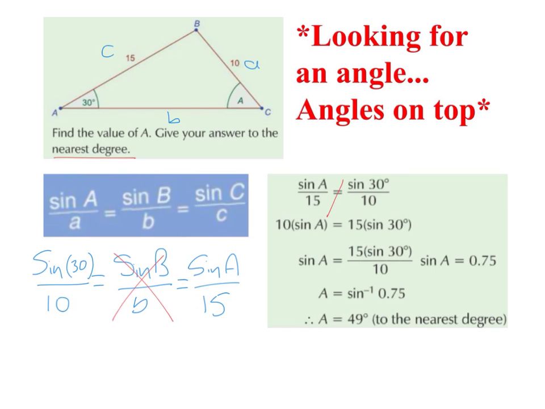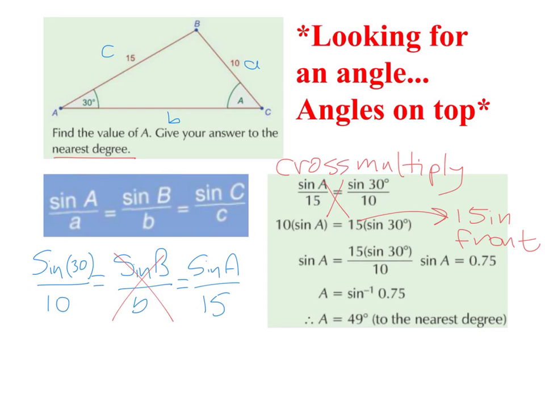Next, we're going to cross multiply. So we're going to have 10 times sine of A, make sure the 10 comes in front, is equal to 15 times sine of 30. Again, make sure the 15 is in front. So we want to get the sine A on its own, so we're going to have to divide by 10 to get rid of the 10 in front, leaving sine A on its own. But if we divide by 10 on the left of the equal sign, we must divide by 10 on the right of the equal sign.